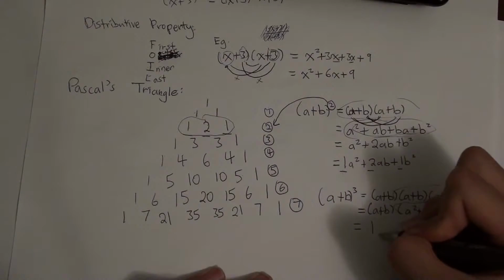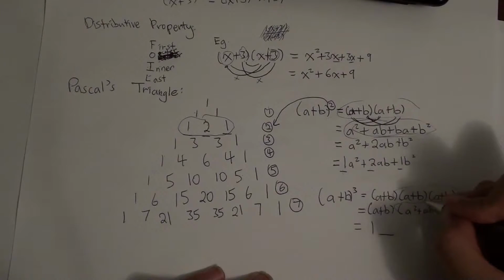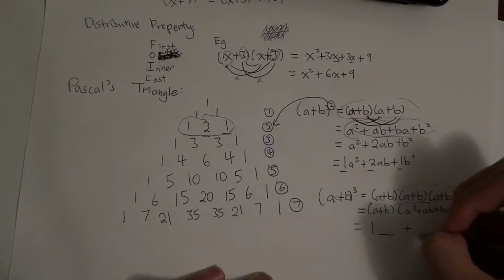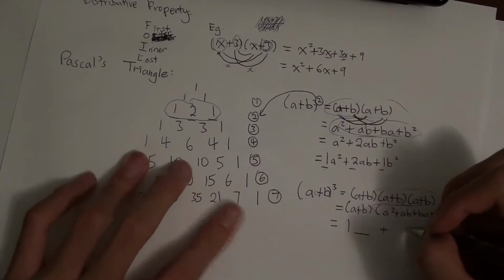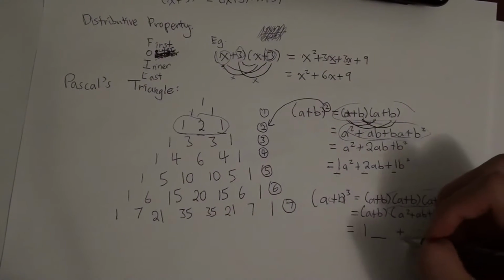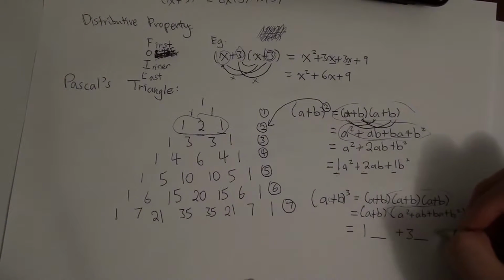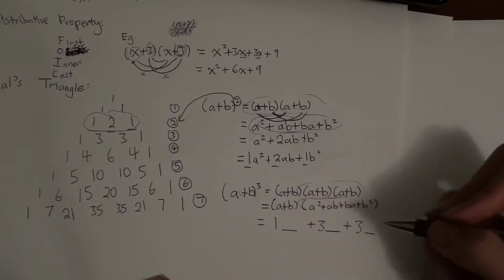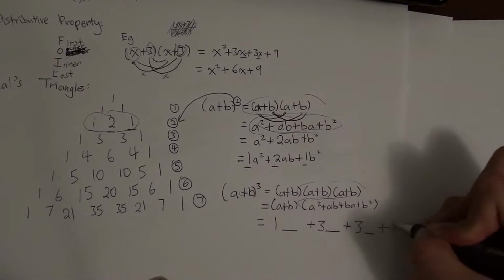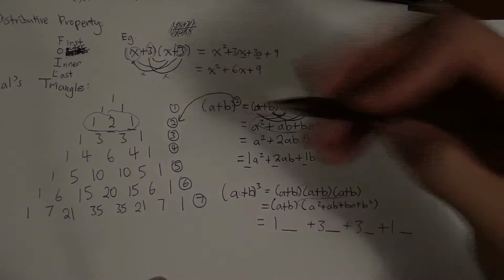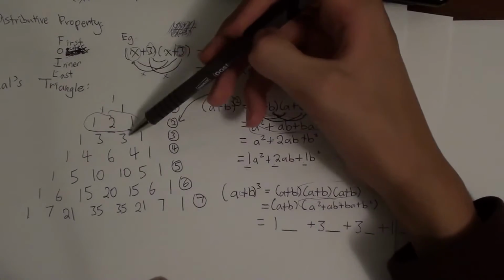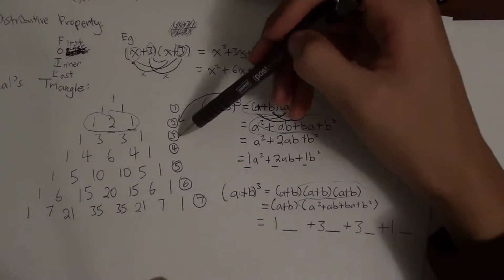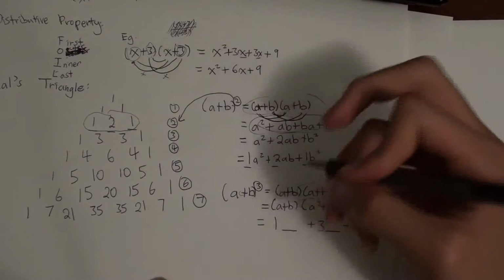So write 1 blank, and since this is a plus sign, we're allowed to write plus. And next we write 3, which is the coefficient of the second variable, plus 3 again. And we add a 1 blank. As you can see, this corresponds to 1, 3, 3, 1. As you can see, this is the third layer, and this is to the power of 3.